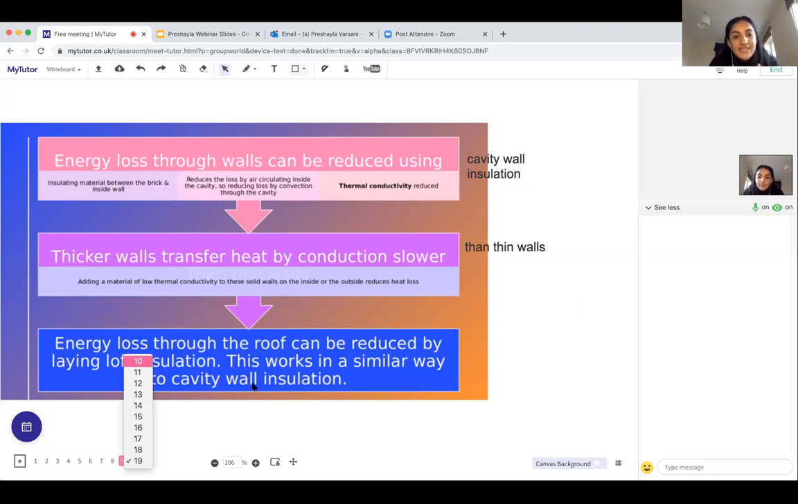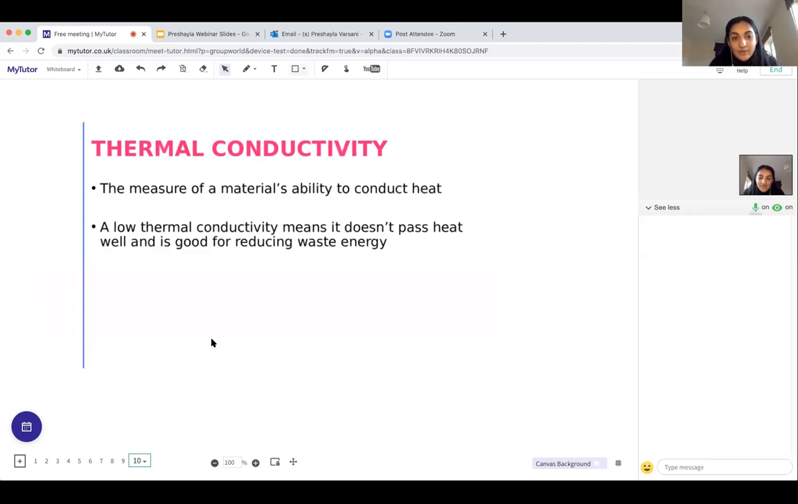So what is thermal conductivity? Well, thermal conductivity is the measure of a specific material's ability to conduct heat. So it's specific to that material. It never changes for a specific material. Copper has its own thermal conductivity, water has its own thermal conductivity, and so on and so forth for every single material. So it's the measure of the material's ability to pass heat.